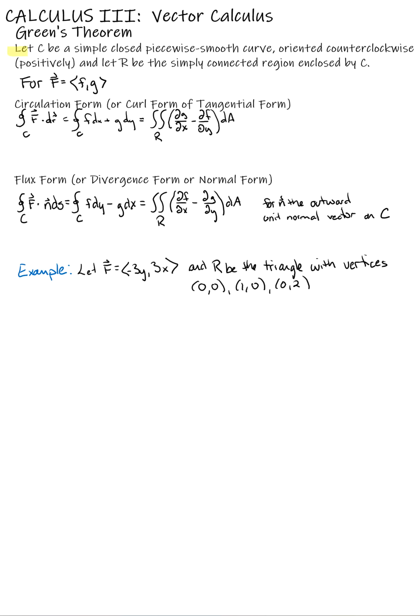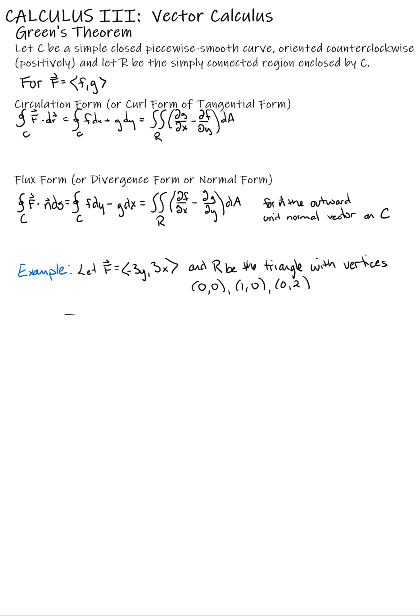To begin with, we'll let C be a simple, closed, piecewise smooth curve. Make sure you understand what that means. And it's oriented counterclockwise, that's positively. And we'll let R be the simply connected region that's enclosed by C. So C is a curve that's on the boundary of our region R. We'll also define F as the force with the components f and g.